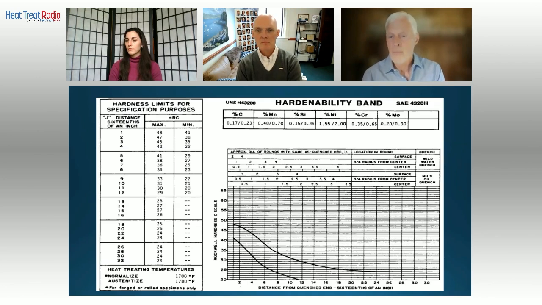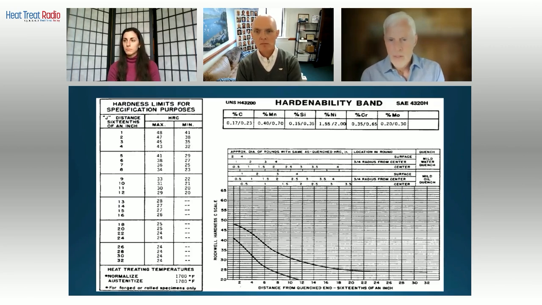It's got the chemistry on it. It has some information for approximate diameters. And then on the right-hand side of that, we're talking about cooling in water or cooling in oil. And then there are the surface, the 3/4 radius, and the center.